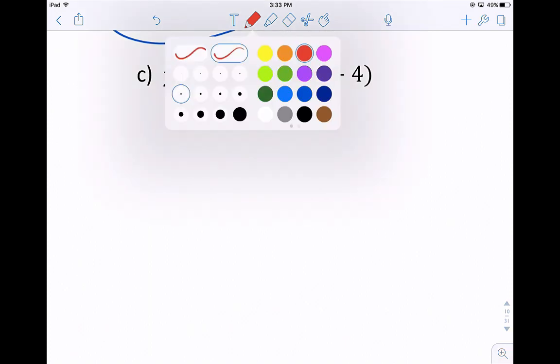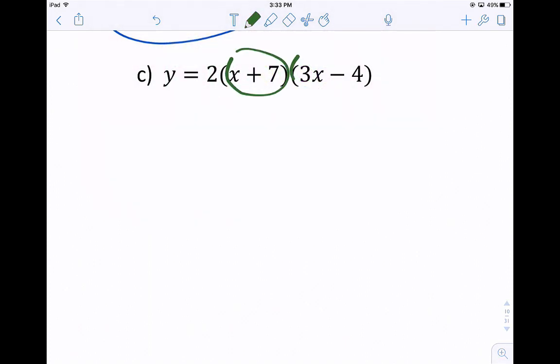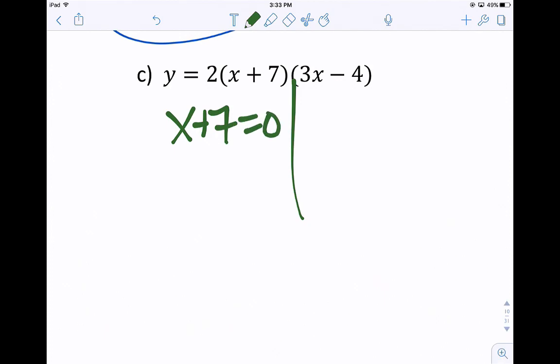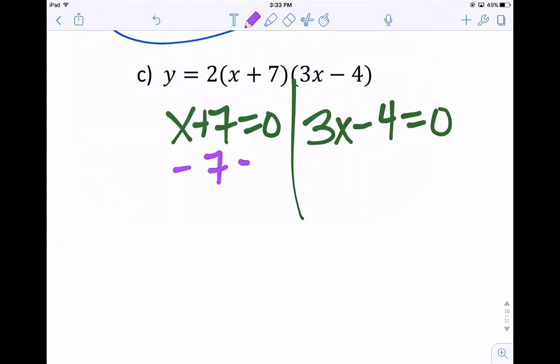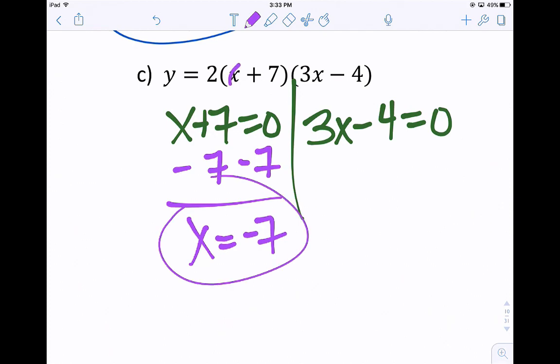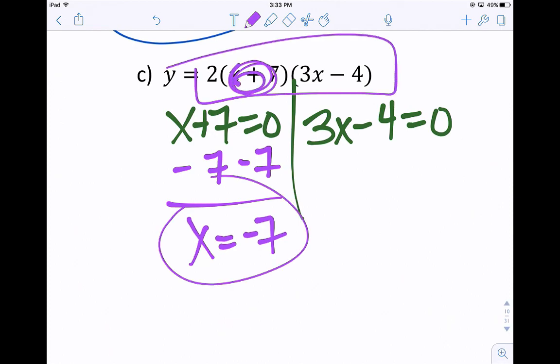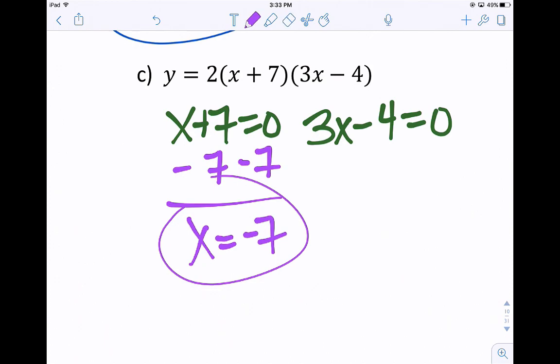And again, if one of these is 0, then the whole thing is 0. It doesn't matter which one. So you're going to take each factor and set it equal to 0. The 2 doesn't matter right here. We just want to know what makes x plus 7 equal 0 and what makes 3x minus 4 equal 0. So for this first one, we know that if x is negative 7, the whole thing will be 0, because if this is 0, the whole thing is 0.